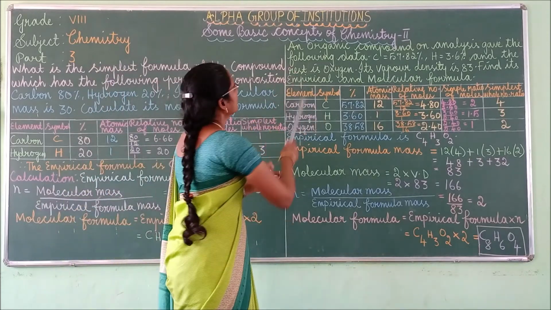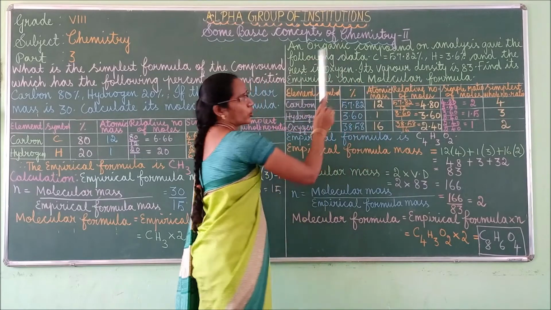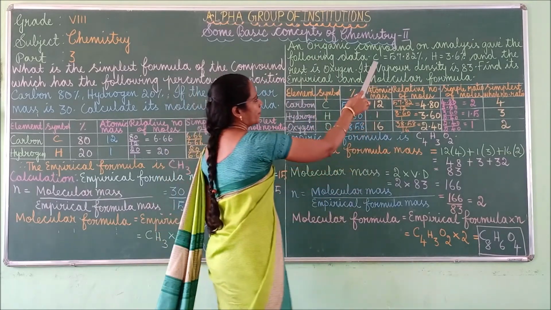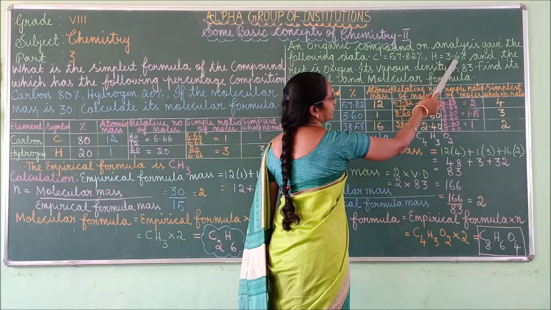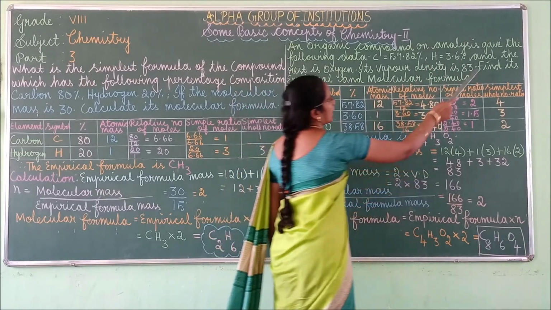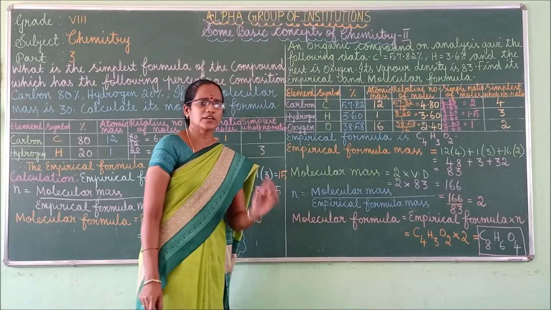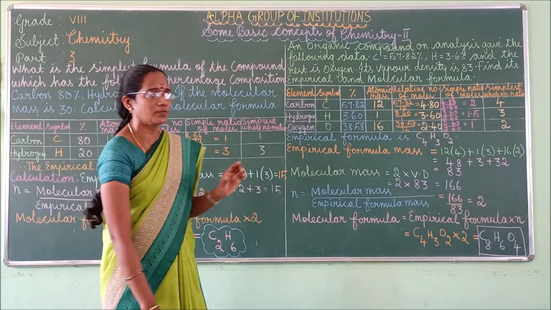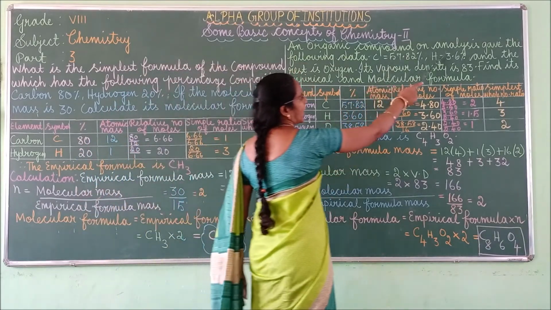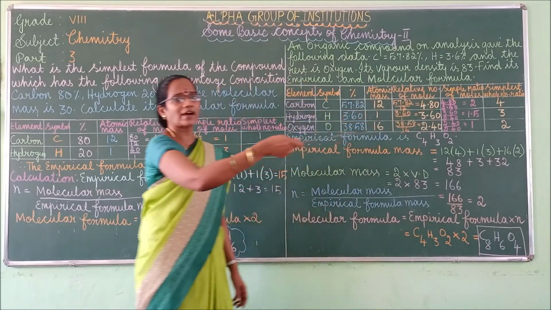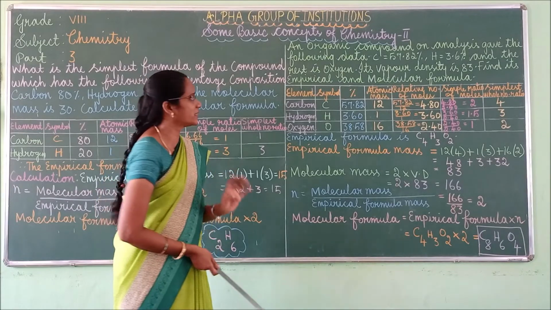See the question. An organic compound on analysis gave the following data: carbon 57.82%, hydrogen 3.6%, and the rest is oxygen. What do you understand from this? The rest is oxygen means it is for 100%. For carbon and hydrogen the percentages are given. The remaining percentage we have to calculate for oxygen.